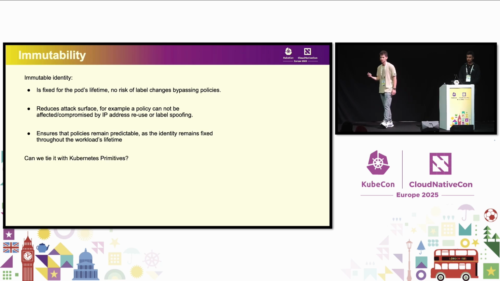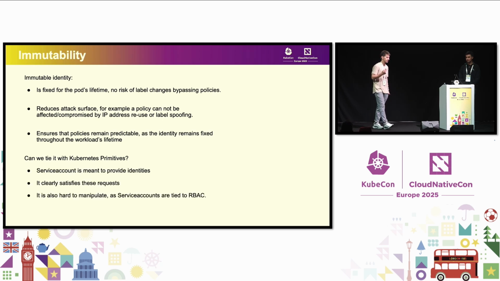Now, can we tie it to Kubernetes primitives? Obviously, we just enumerated some things we want out of the policy. And yes, service account is meant to be an identity. We're attaching RBAC, we're attaching policies to it, right? It clearly satisfies the request we were saying. And it's also hard to manipulate, right? Because service accounts are also tied to RBAC. A pod usually cannot change its own service account. So even if a pod is compromised and it needs to escalate privileges, meaning changing to a more privileged service account, it will require a restart, and by the time it restarts, it may be that the pod is not compromised anymore.